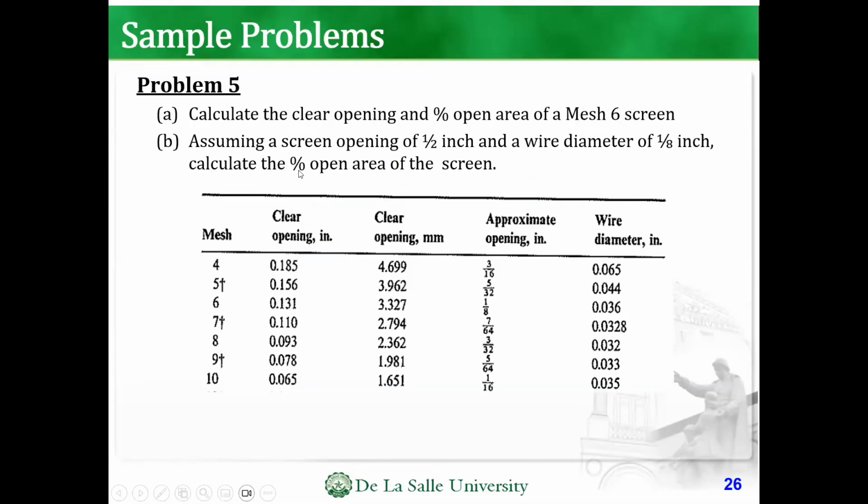So let's do this. Calculate the clear opening and percentage open area of a mesh 6 screen, assuming a screen opening of 1/2 inch and a wire diameter of 1/8 inch. Calculate the percentage open area of the screen. So you're given this one. Let's try.